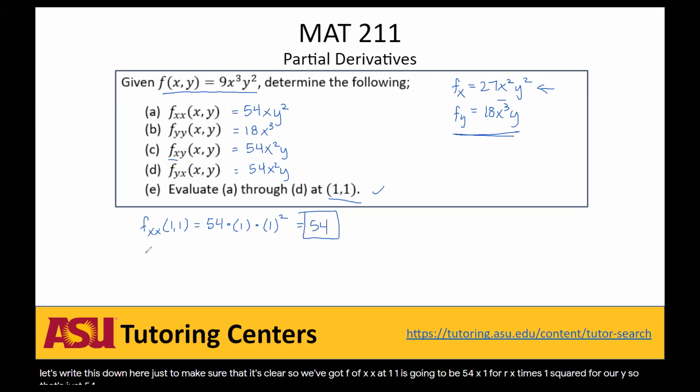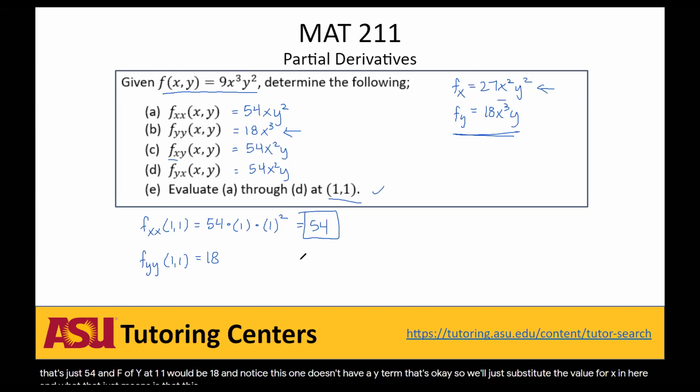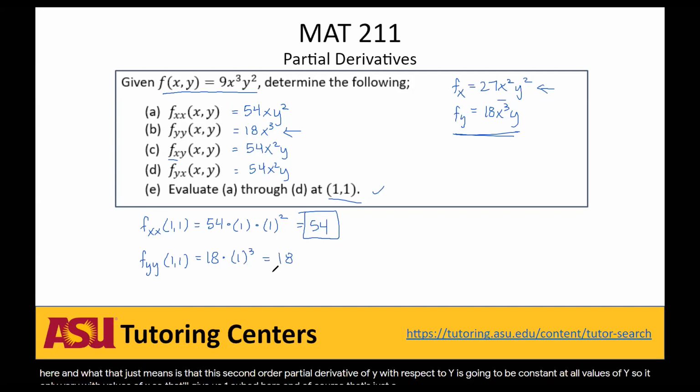And f of y at 1, 1 would be 18. And notice this one doesn't have a y term. That's okay. So we'll just substitute the value for x in here. And what that just means is that this second order partial derivative with respect to y twice is going to be constant at all values of y. So it'll only vary with values of x. So that'll give us 1 cubed here. And of course, that's just 18.